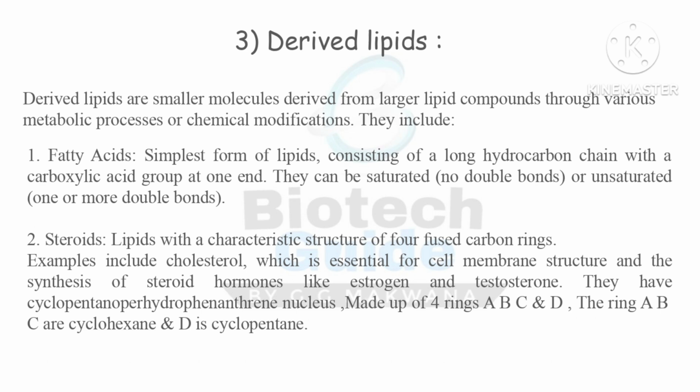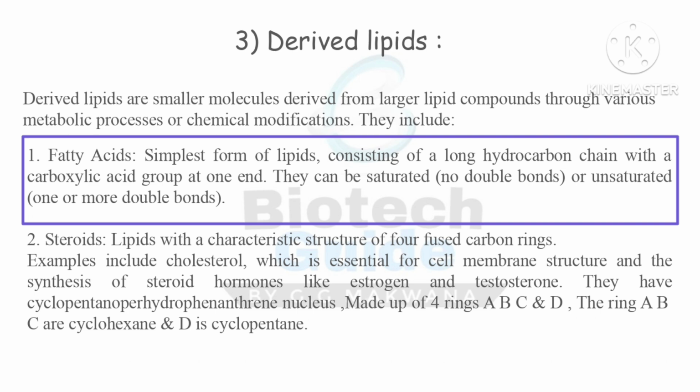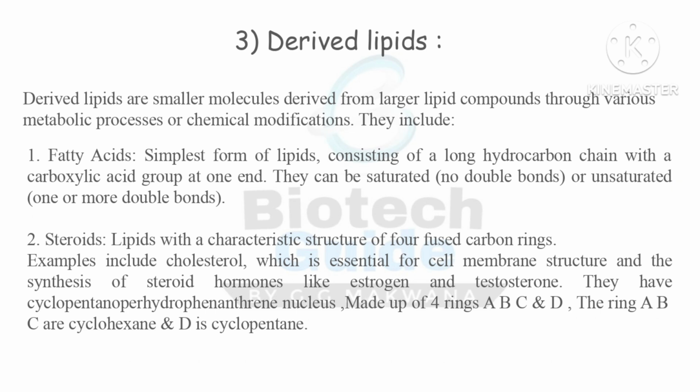Now the third type is derived lipid. Basically, when we dissociate all the lipid molecules, the primary components we obtain are known as derived lipids. Likewise: fatty acids, steroids, eicosanoids, and glycerol. Derived lipids are smaller molecules derived from larger lipid compounds through various metabolic processes or chemical modification. They include mainly fatty acids, which we've already discussed, and which we're going to discuss briefly in the next video lecture. They are also known as the simplest form of a lipid, consisting of a long hydrocarbon chain with a carboxylic acid group at one end.